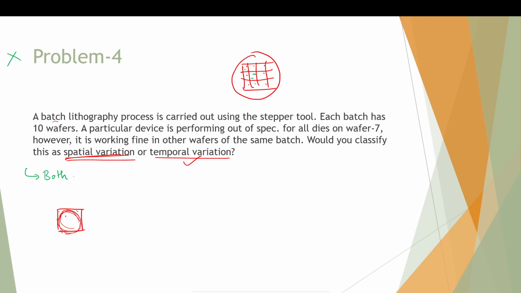So say some device here might be functioning well, while some device here might not be functioning well. So this is spatial variability. Even though I am writing the entire die at once, so temporally the entire thing is written at once, because of the spatial locations of the devices, the device at the center will work fine, the device at the edge won't work fine. So that is spatial variation.